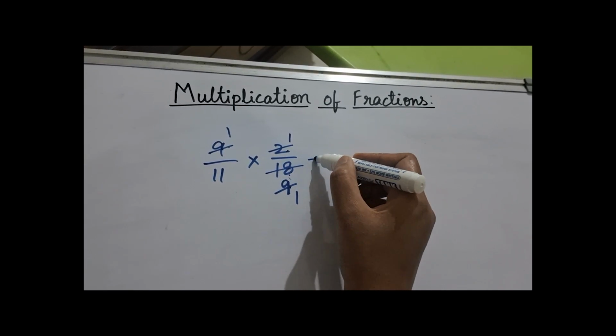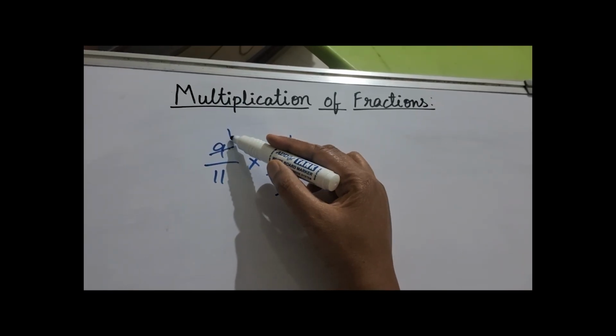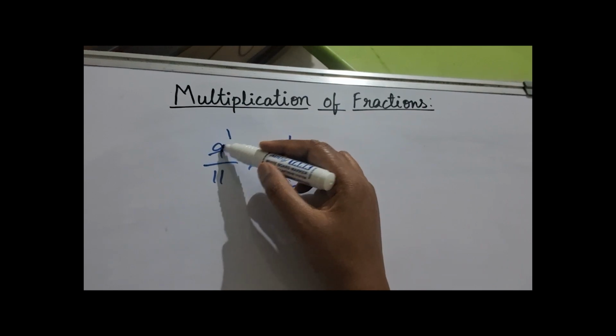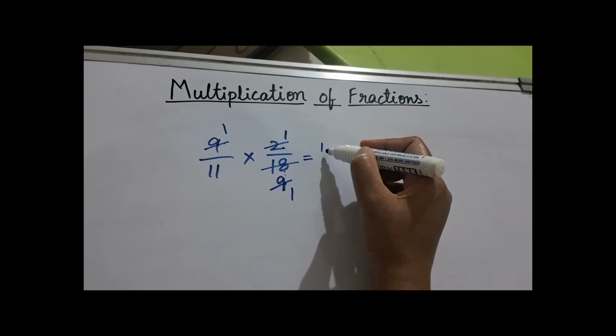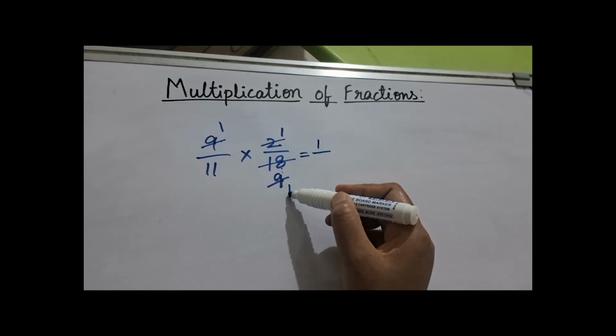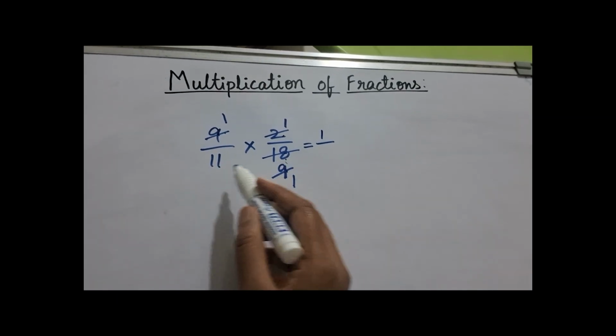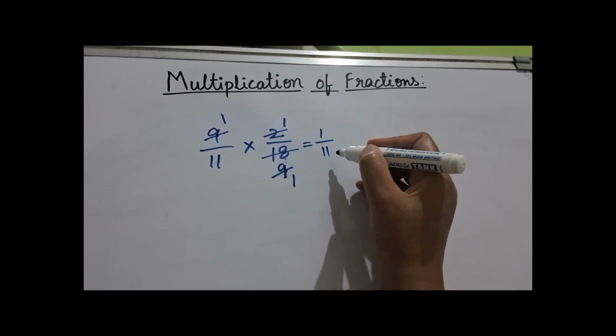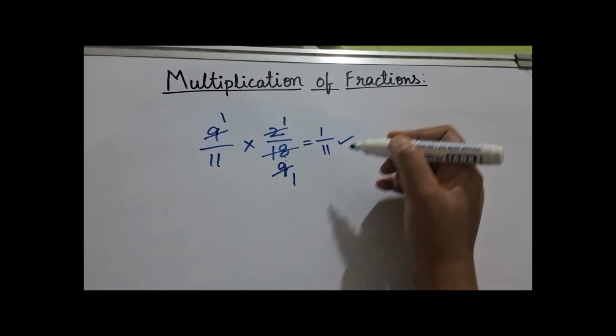Okay. Now whatever is left over here. Here what is left over, children? 1, and here also 1 is left over. So 1 into 1 we get 1, and here in the denominator places what are left over, children? 11 and 1. So we multiply them. 11 into 1 we get 11. So 1 by 11 is the answer, children.